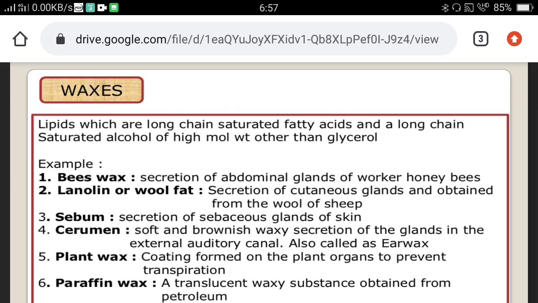Plant wax, a coating formed on the plant organs to prevent transpiration. Paraffin wax, a translucent waxy substance obtained from petroleum.